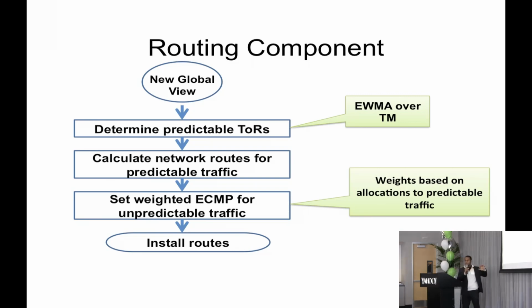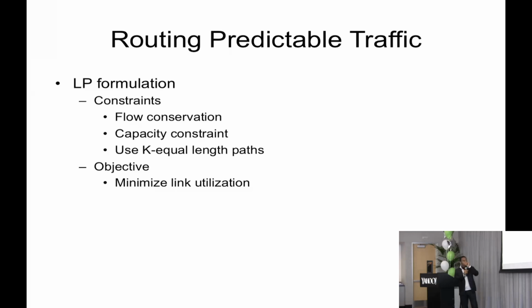In terms of how you create routes for predictable traffic, we had 2 approaches. The first is an NLP formulation, where you look only at the traffic that's predictable, and you try to pin it to certain routes. The idea is you want to minimize the maximum utilization, and this goes back to how we always develop traffic engineering techniques. You try to minimize the utilization, hoping that this overall reduces the chances of congestion on any one link. In terms of constraints, we have flow conservation and capacity constraints, and we try to restrict ourselves to 4 equal length paths.